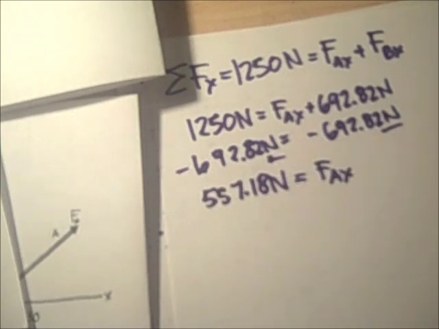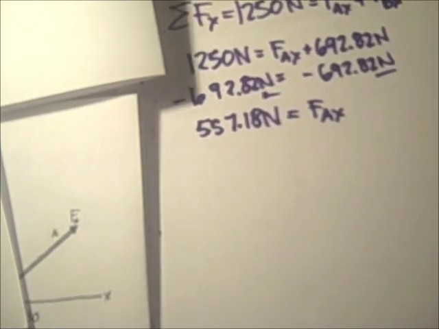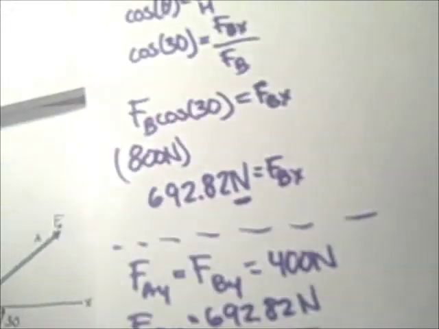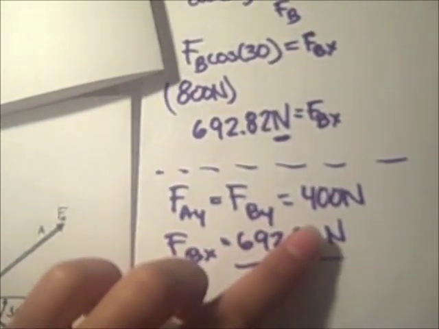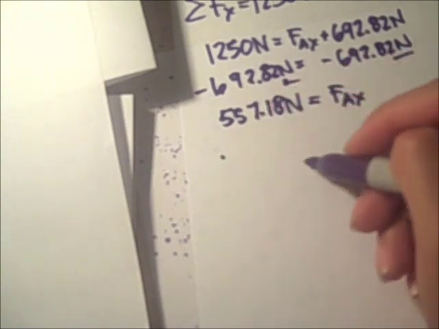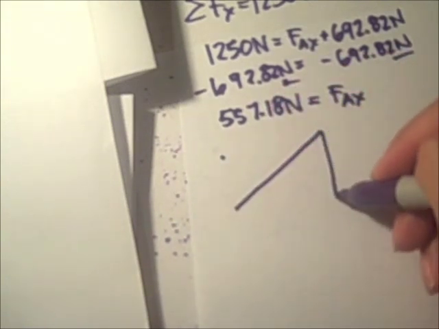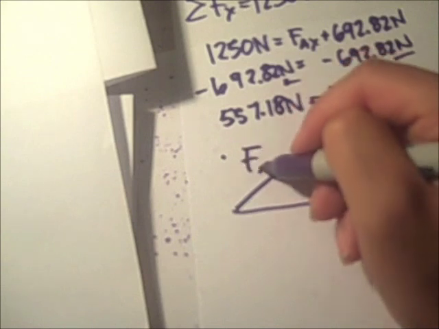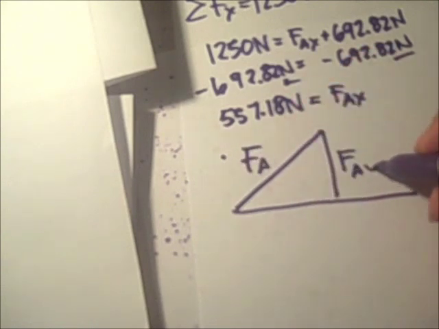Okay, now that we have F_Ax, we also have F_Ay. Remember in the beginning, we found that over here equals 400 newtons. So we can make a triangle. Here's our F_A triangle right here. We have F_Ax, we have F_Ay.